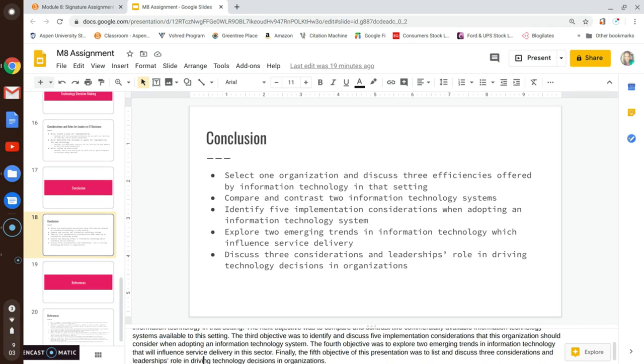The fourth objective was to explore 2 emerging trends in information technology that will influence service delivery in this sector. And finally, the fifth objective of this presentation was to list and discuss 3 considerations and leadership's role in driving technology decisions in organizations.